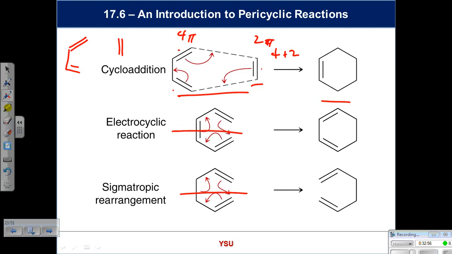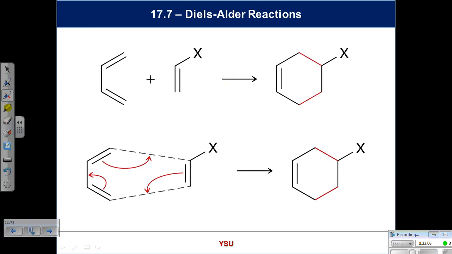I'll make a note as I work my way through the slides here. I'm not going to cover those two. So a Diels-Alder reaction, this is one of the most studied reactions out there. It's absolutely vital for us to be able to do what we do.